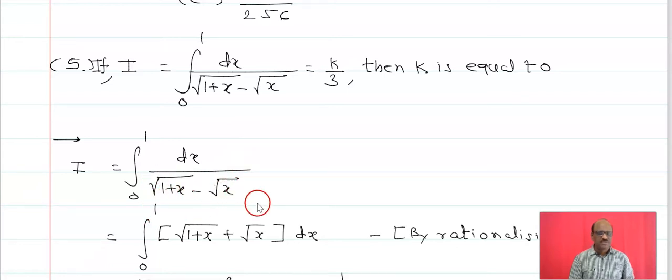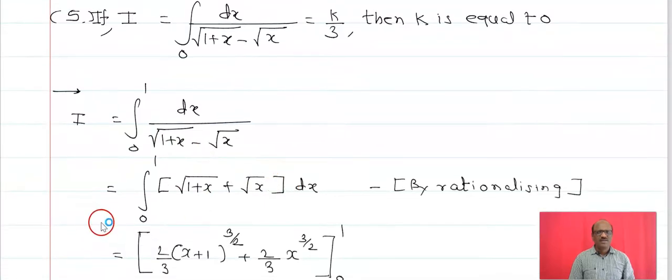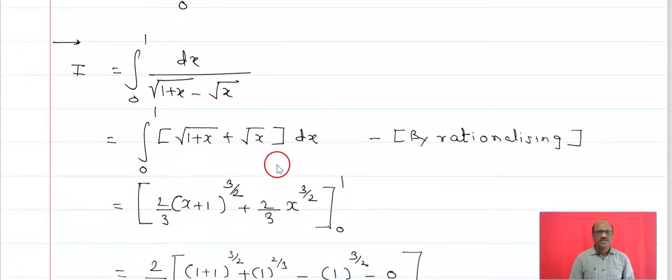minus root x. Then what will be its conjugate factor? Root of 1 plus x plus root x, and then the numerator remains the same. That is integral 0 to 1 in square bracket root of 1 plus x plus root x dx, by rationalizing the denominator, and now integrate this.